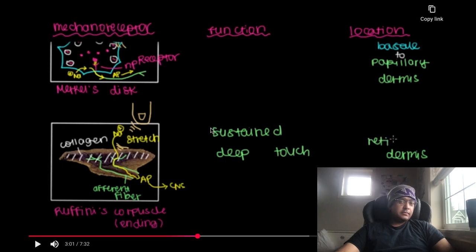So sustained deep touch, right? This is not a stop motion picture. I think what it's trying to say here is that because there are so many stop motion pictures, it ends up being a continuous sustained deep touch. And what we're comparing this to is the singular version, right? The onion, the Pacinian corpuscle or lamellar corpuscle.